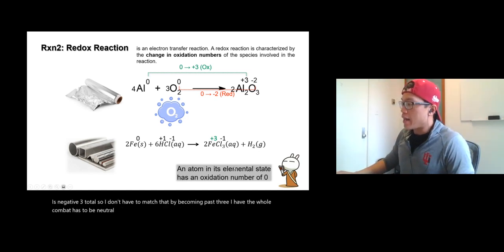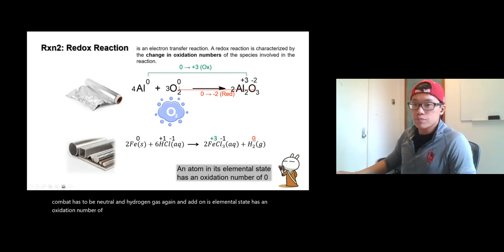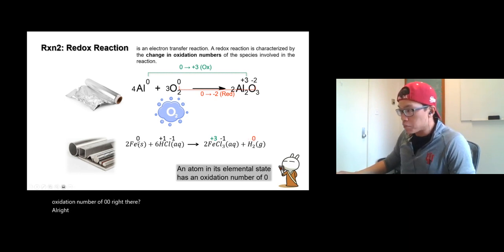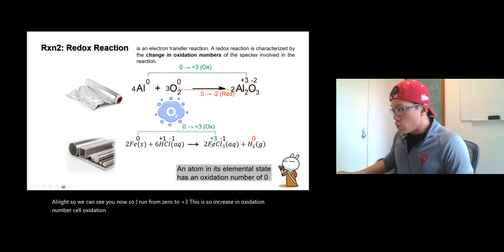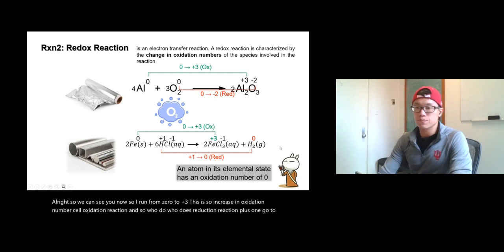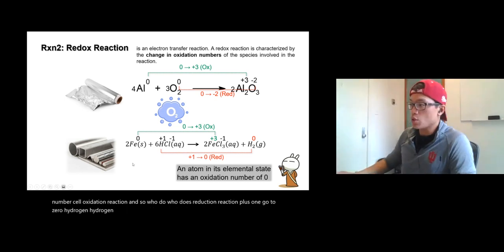And hydrogen gas, again, an atom in its elemental state has an oxidation number of 0. So 0 right there. All right, so we can see now, iron goes from 0 to +3, this is an increase in oxidation number, so oxidation reaction. And so who does the reduction reaction? +1 goes to 0, hydrogen. All right, +1 goes to 0. So iron gives an electron to a hydrogen atom.